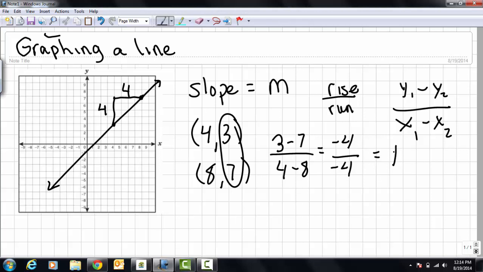And so you can use the slope formula if you have 2 points to figure out what the slope of your line is. Or you can go back over here and count the spaces going from the point on the left to the point on the right. How many spaces do I have to go up? That's your change in y. And how many spaces have to go left or right? That's going to be our change in x.